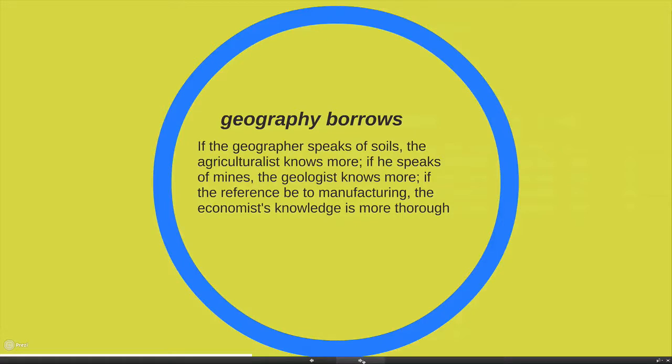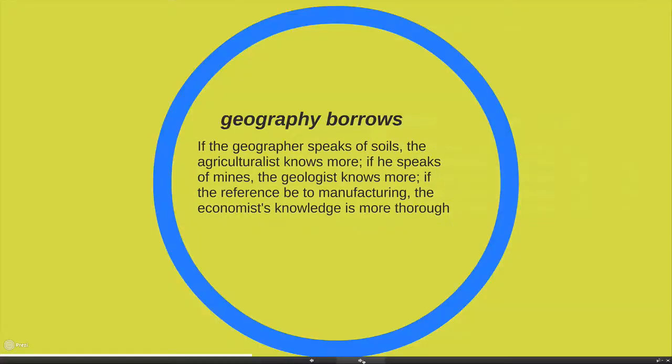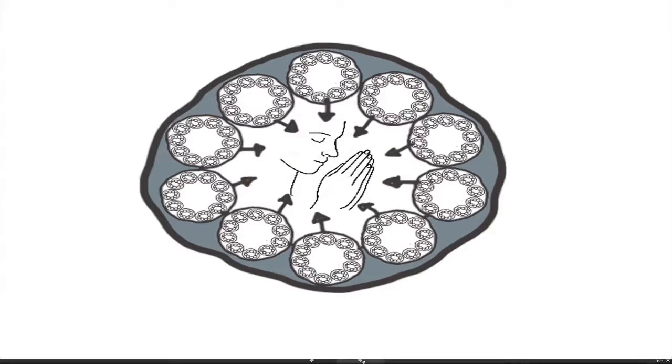Secondly, take a look at this account of how geography actually works with the other disciplines to make itself what it is. If the geographer speaks of soils, the agriculturist knows more about soils. If he speaks of mines, well, the geologist knows more about mines. If the reference be to manufacturing, the economist's knowledge is more thorough. So you can begin to sense an anxiety within geography of what it is that makes up the inner core of geography if all the topics and data that it works with have other expert knowledge systems which do it better than it does. So what makes geography geography? What gives it its specific focus?